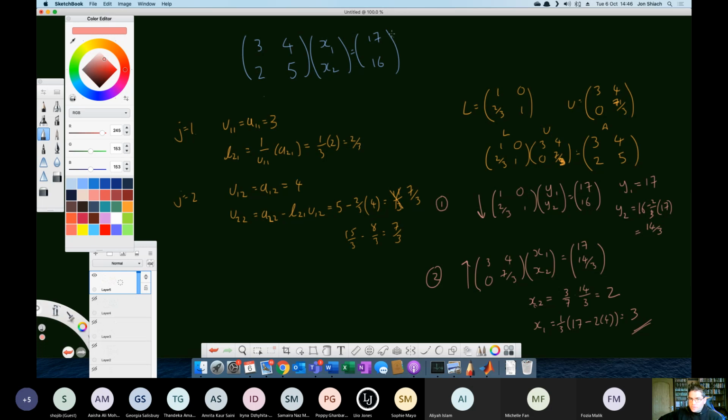Okay, so if I was to change the right-hand side, I wouldn't have to change L and U. I just have to go through these two steps again to solve for x1 and x2. Does that make sense? Okay, I'll leave that on screen for you to be able to note down.